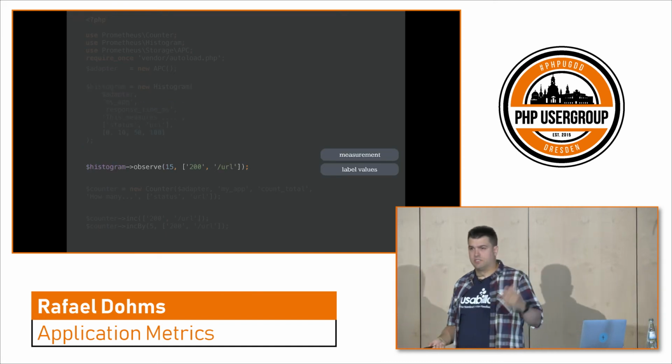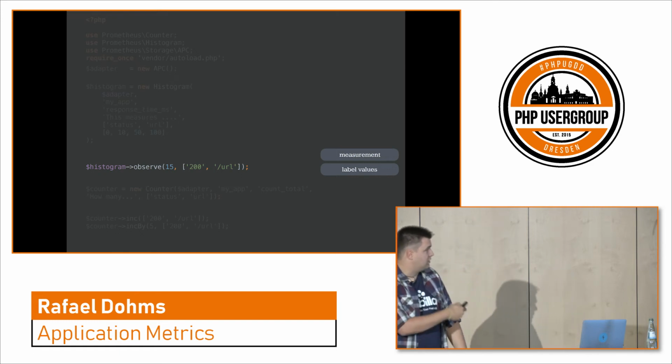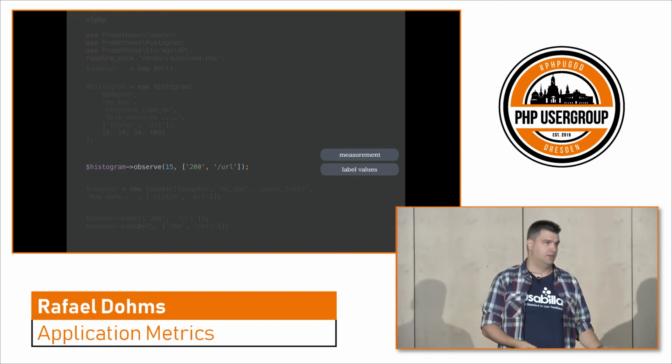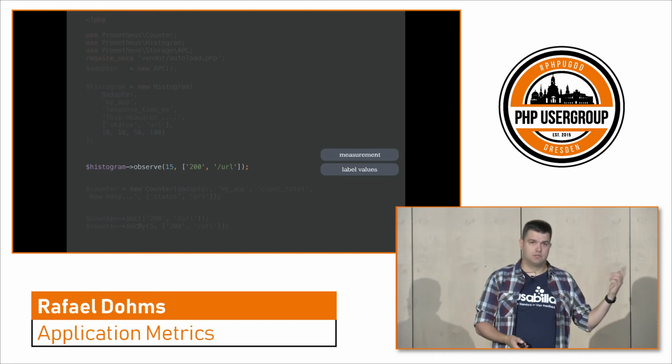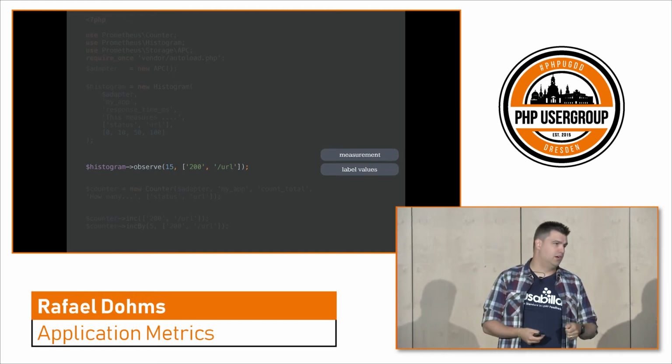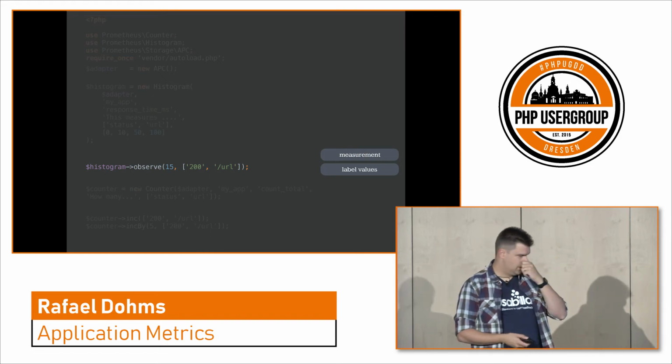And then you can finally observe your metric, and that's as simple as calling observe, passing in the value, in this case the milliseconds that you measured, and the labels, right? So here's where we say it was 200 with this URL.